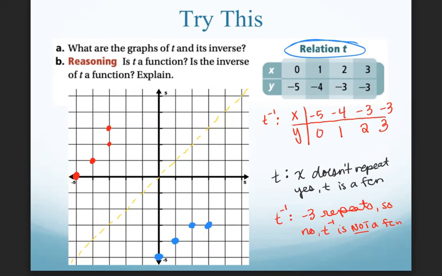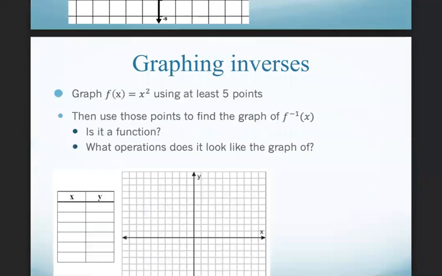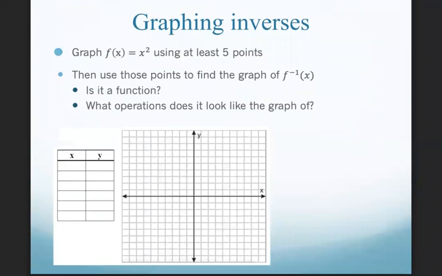Okay, so let's take a look at our next idea. We've already been looking at the graphs, but let's go ahead and look at graphing f of x equals x squared, using at least 5 points. And then we want to find f inverse by using those same points. And then we're going to have a couple questions.